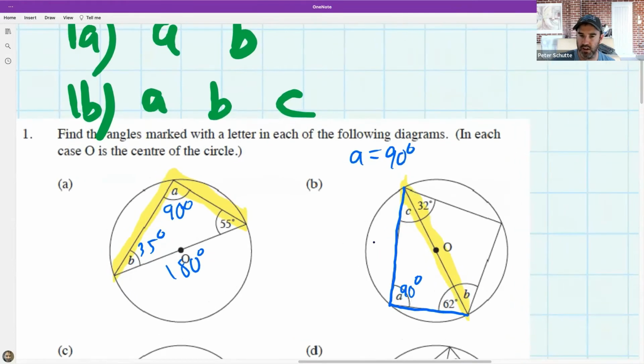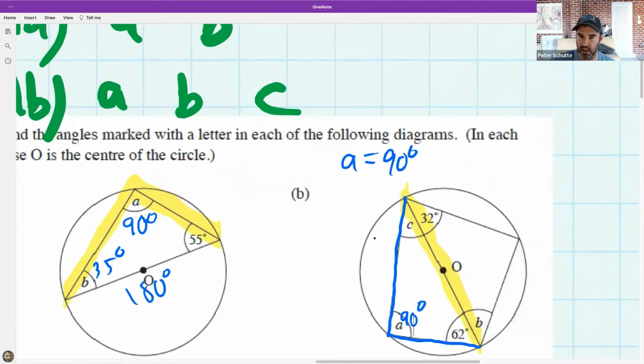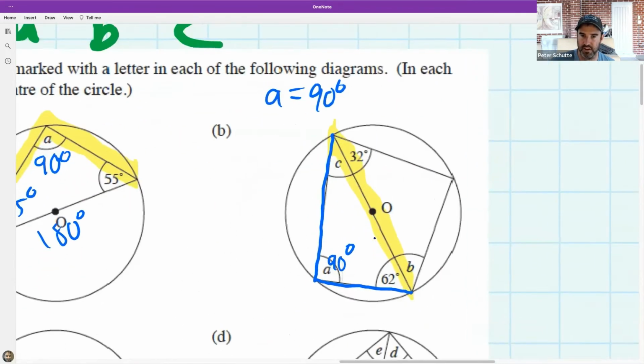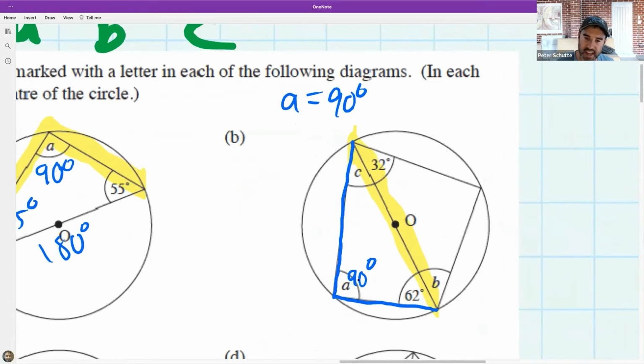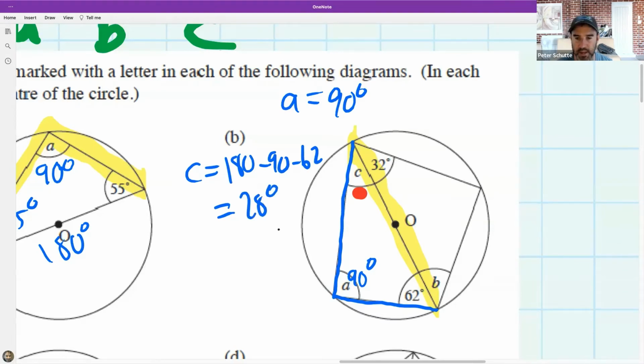then can't we work out, I'll make it even bigger. I know that it really helps the students on mobile phones if I do this. If I know that A is 90, couldn't I then work out what C is? And I think C is just going to be 180 minus 90 minus 62, which is 28 degrees.